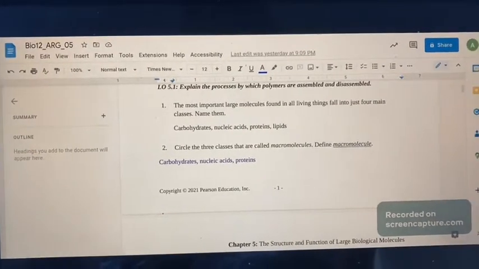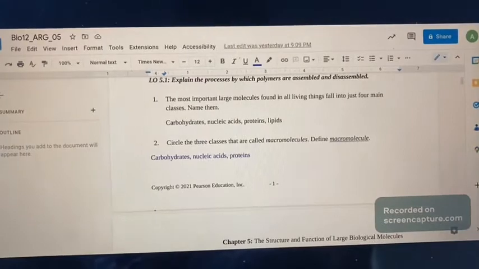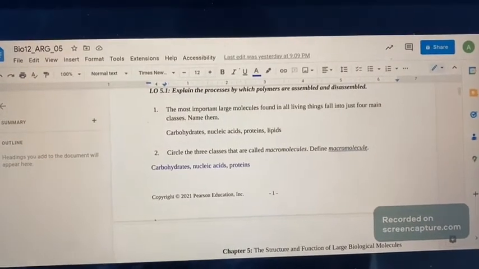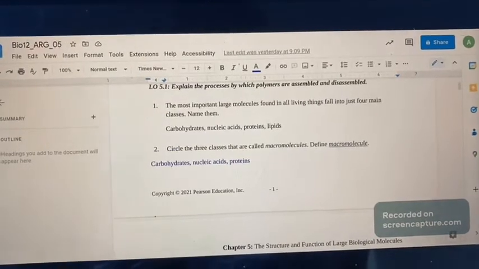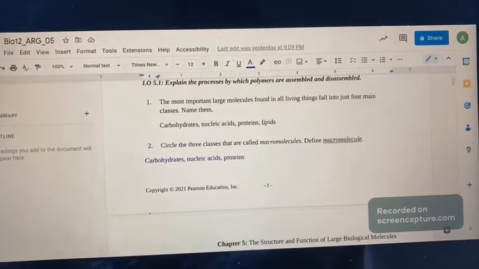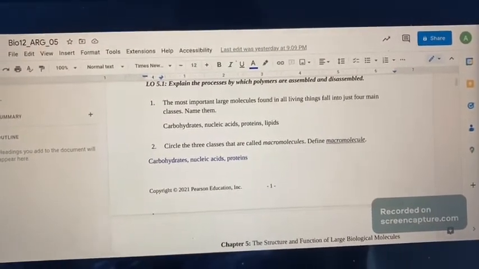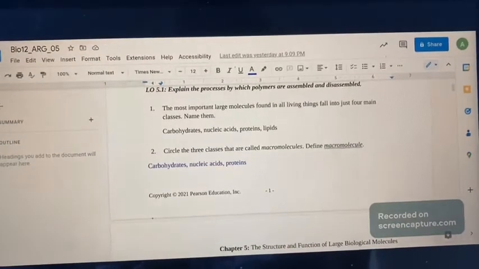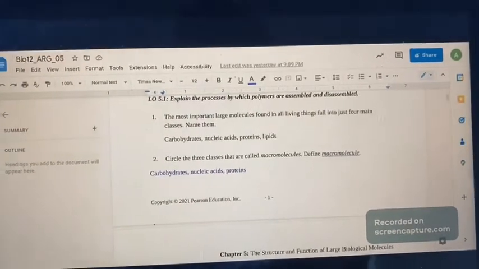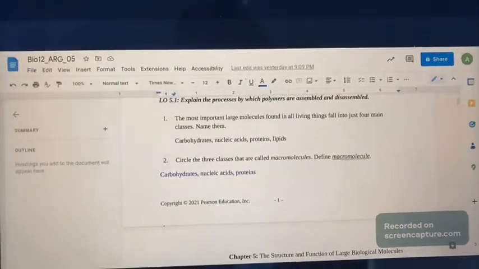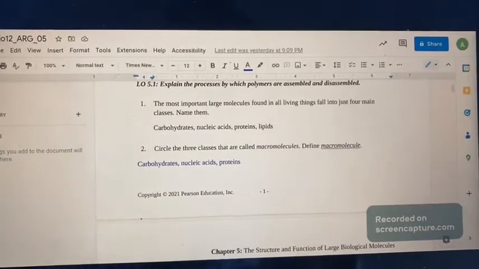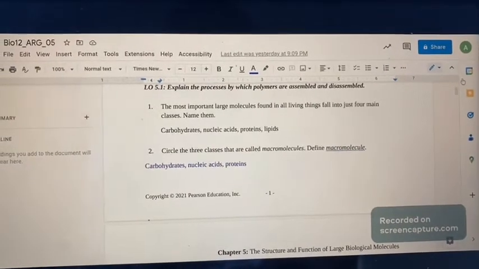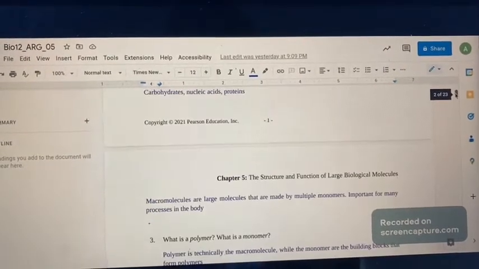So there are only 3 classes that are called macromolecules. There's only one class that's not called macromolecules, and that's lipids. Carbohydrates, nucleic acids, and proteins are all macromolecules because they're large molecules that are made up of monomers that combine together to form polymers. Lipids are technically not considered polymers because they're already made up of 3 fatty acids and 1 glycerol. And also they're not as big as compared to carbohydrates, nucleic acids, and proteins. Those are the first 2 questions.